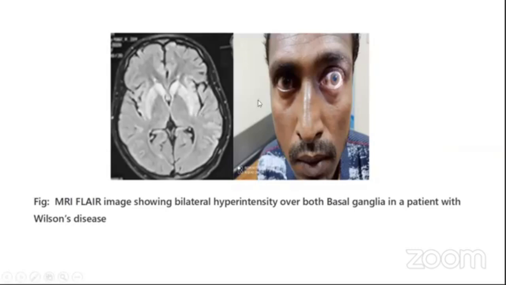Sometimes a patient presents to me with neuropsychiatric manifestations of Wilson's, and there is bilateral basal ganglia hyperintensity. In case of MRI, T1 hypointensity, T2 or FLAIR hyperintensity, even T1 hyperintensity and T2 hypointensity can also occur in Wilson disease. So, in Wilson disease, there may be a panda sign in the midbrain. There may be hyperintensity in T2 and hypointensity in T1, or even hyperintensity in T1 and hypointensity in T2.